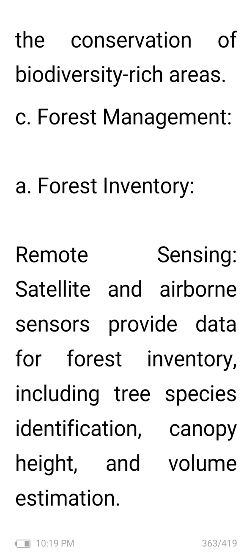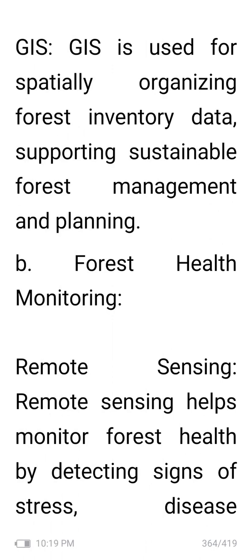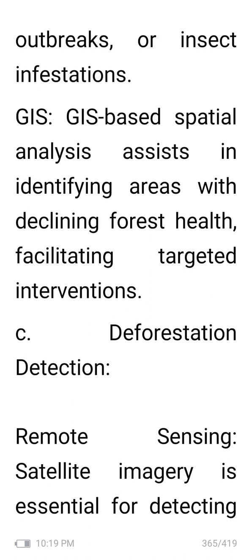Then forest management. Forest inventory, remote sensing: satellite and airborne sensors provide data for forest inventory, including tree species identification, canopy height, and volume estimation. Then GIS is used for spatially organizing forest inventory data, supporting sustainable forest management and planning. And forest health monitoring: remote sensing helps monitor forest health by detecting signs such as disease outbreaks or insect infestations. Then GIS-based spatial analysis assists in identifying areas with declining forest health, facilitating targeted interventions.